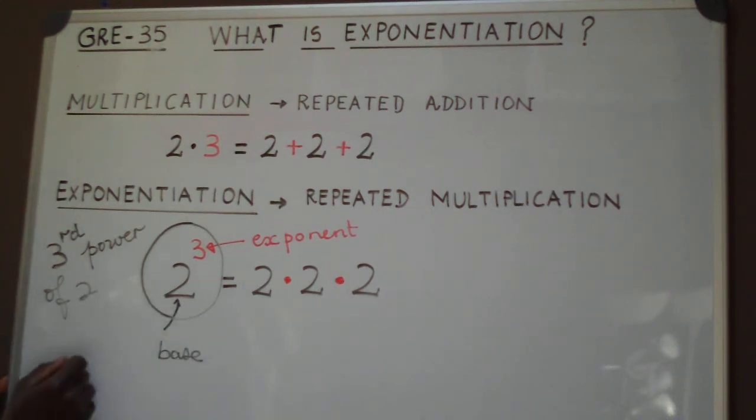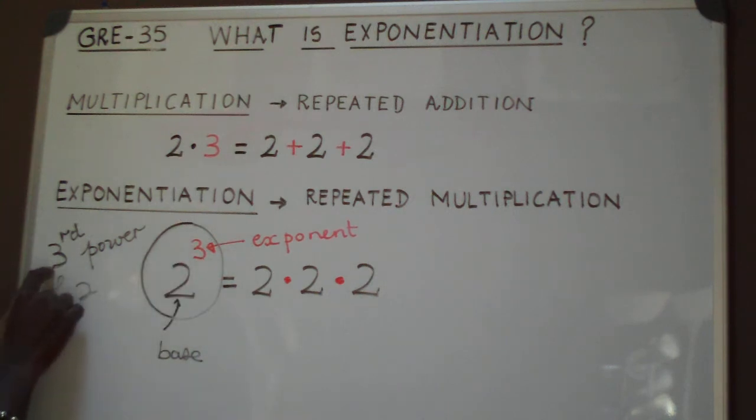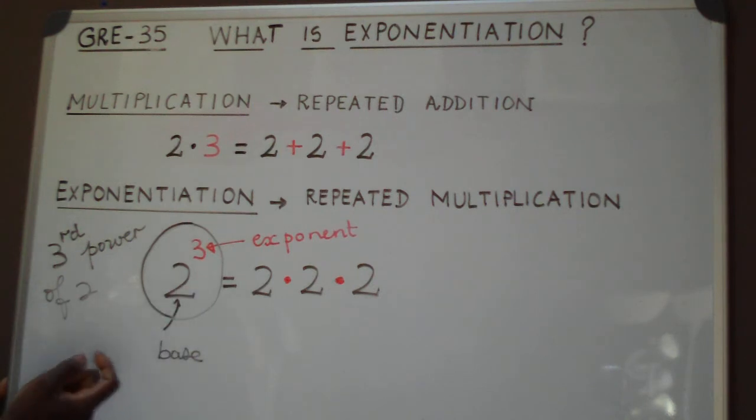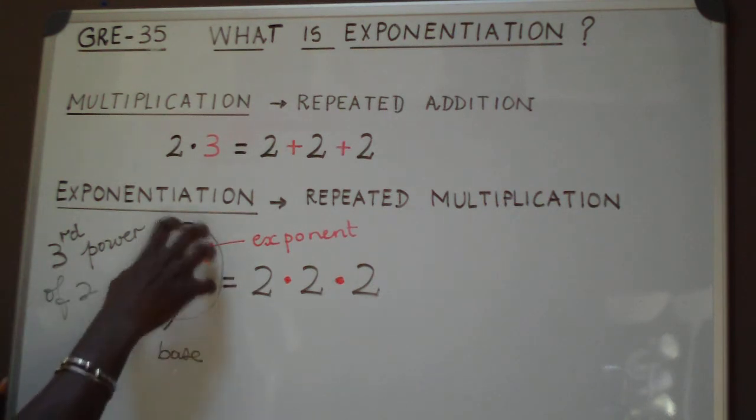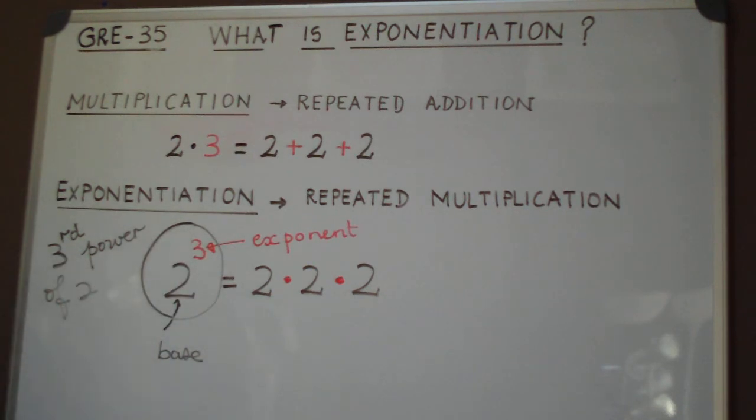So all the time, always, when you read this expression, you start with the exponent. Here the exponent is 3, so therefore you say the third power of the base, and here the base is 2. So therefore, the 2 with a 3 on top of it is the third power of 2. So let me recap this very quickly. Multiplication is repeated addition, whereas exponentiation is repeated multiplication.